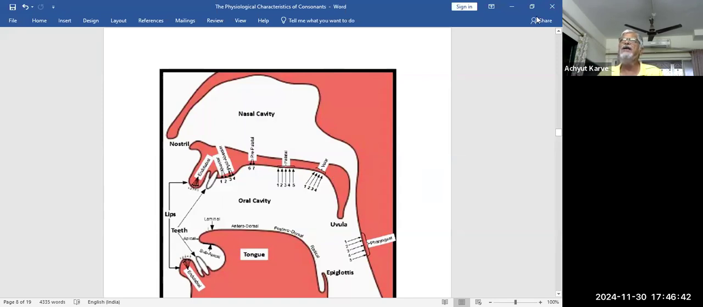I'll give you one minute. I'll stop sharing. I'll share some other. One minute. As you say, two kas are there in Marathi. There are two chas and two jas in Telugu.